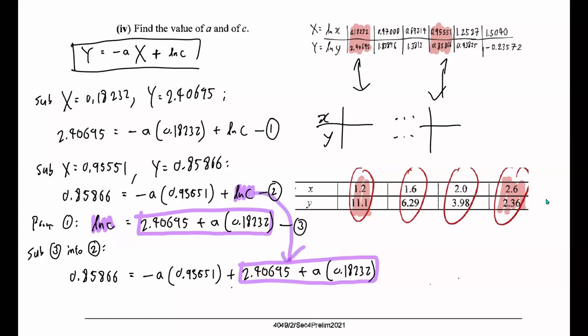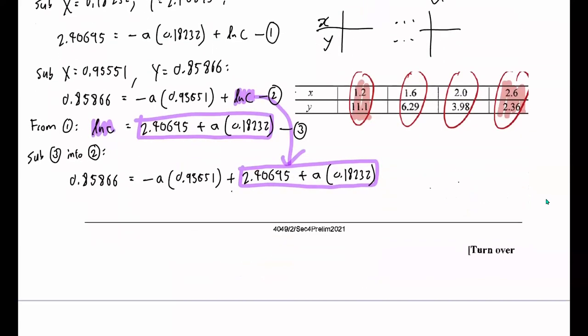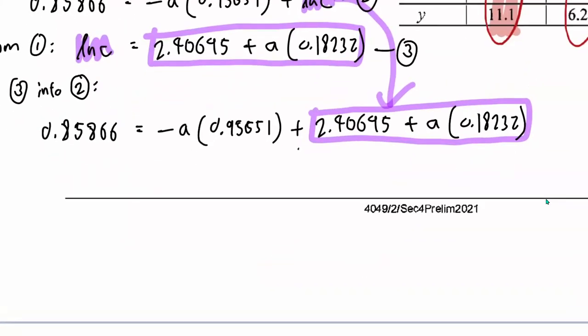You see what's going on now? The ln C is replaced with whatever was equation 3. Equation 3 came from 1. Sorry, bad handwriting. Let me rewrite it. From. All right, good. Then from there you can solve for A. There's a minus 0.95551 plus a 0.18232.